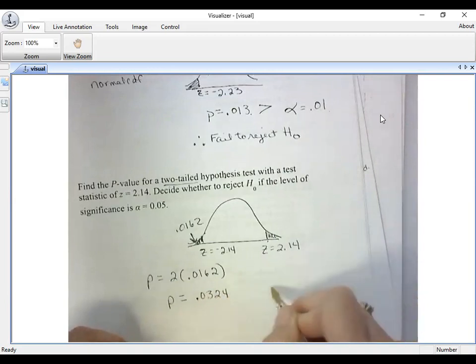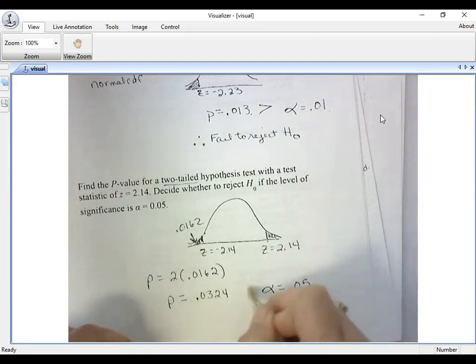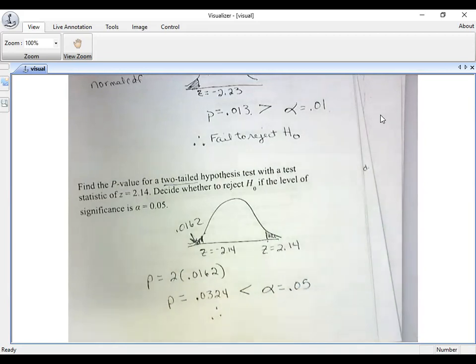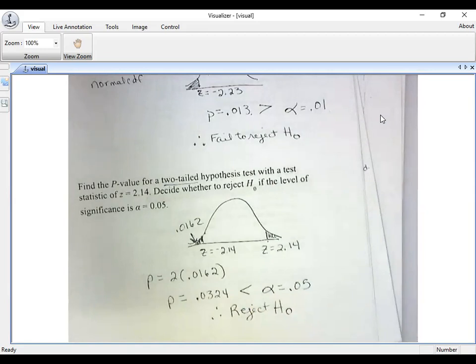And that's got to be compared with alpha. And what did they tell me to use for alpha? 0.05. Which one of these is bigger? Alpha is bigger. So if P is less than alpha, what's my decision? Say it one more time. There you go. Reject the null hypothesis. Okay, does that make sense?